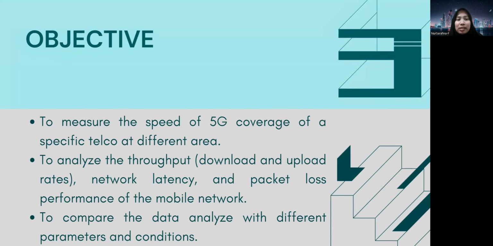The first is to measure the speed of 5G coverage of a specific telco at different areas in Seri Serdang. Next is to analyze the throughput, which is the download and upload rate, network latency, and packet loss performance of the mobile network. Next is to compare the data analyzed with different parameters and conditions.